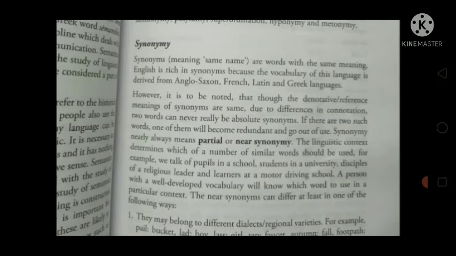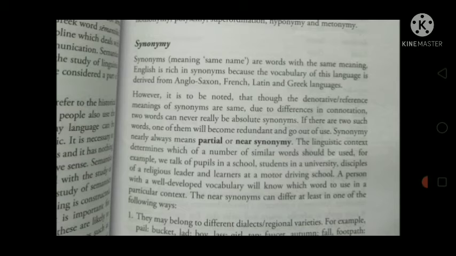Synonymy means similar words, same words. Synonyms means same name, or words with the same meaning. English is rich in synonyms because the vocabulary of this language is derived from Anglo-Saxon, French, Latin and Greek languages. There are a number of words derived from different languages. That's why it is rich.